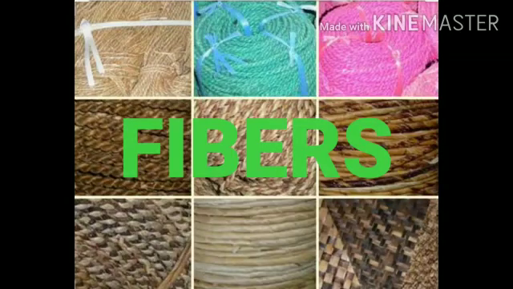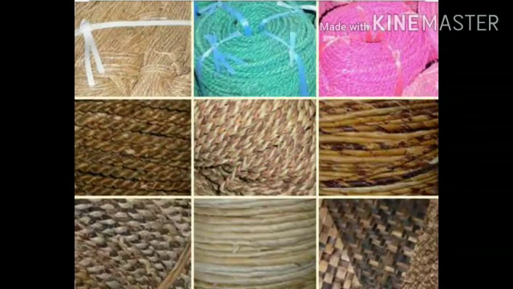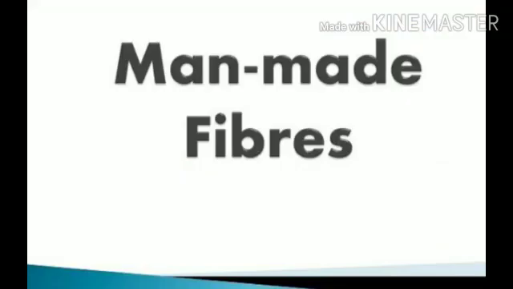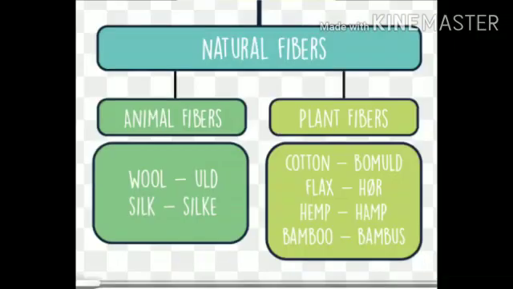Now we are going to see about the fibers. What is mean by fibers? I'll tell you the example. The clothes we wear are made up of fibers. That is fabrics. The fabrics are made up of fibers. Fibers are of two types. The first one is the natural fiber and the second one is the man-made fibers, that is artificial fibers. Natural fibers are obtained from the natural resources.